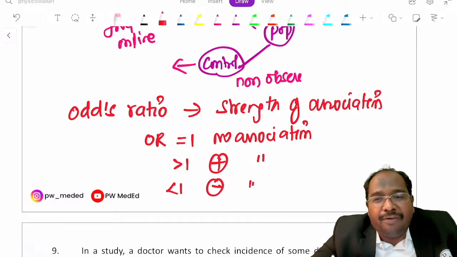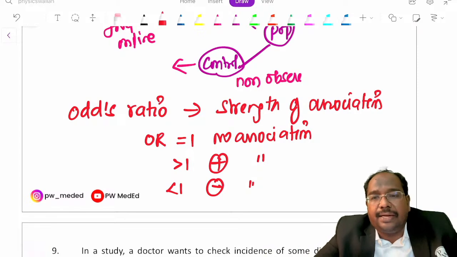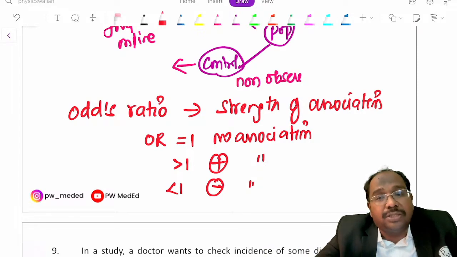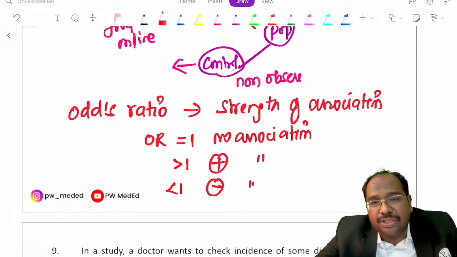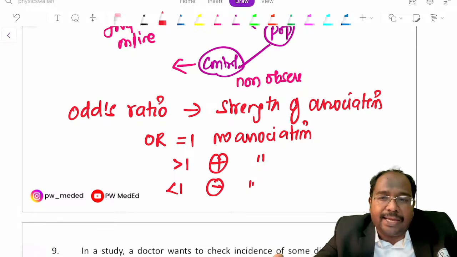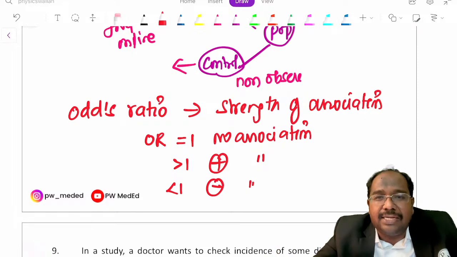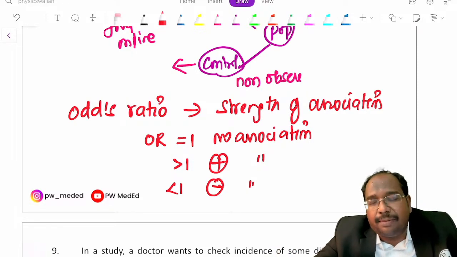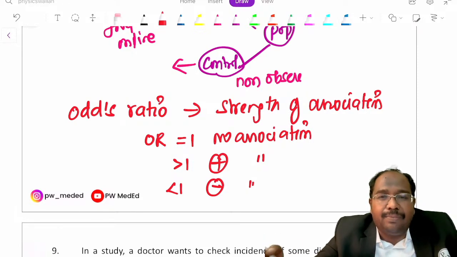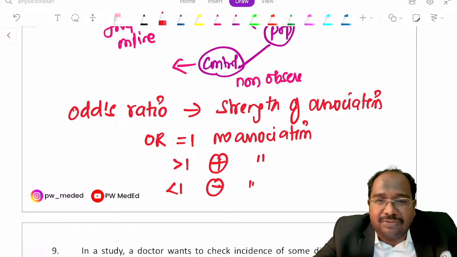Mostly, ordering food and obesity may be a risk factor, so that means positive association. Smoking and lung cancer, positive association. Exercise and coronary heart disease, negative association. Am I clear? In your exam, possibly the question can be asked this way.